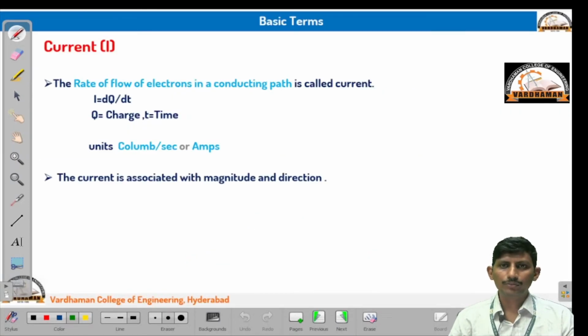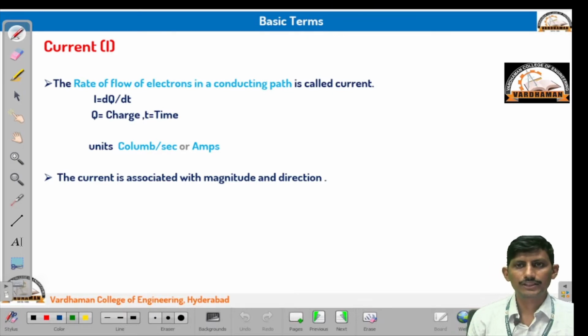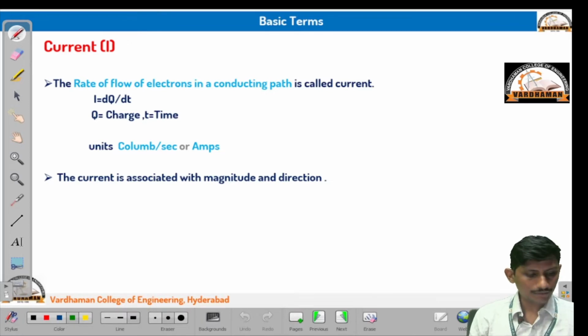Starting with a few basic definitions. The first one is current. Current is nothing but rate of flow of electrons in a conducting path or rate of change of charge. This is represented with the letter I equal to dq by dt, where q is the charge and t is time. The units for this current are coulomb per second or amperes, or in short called amps.